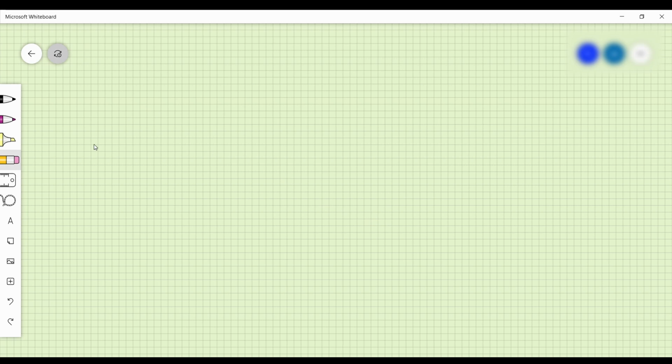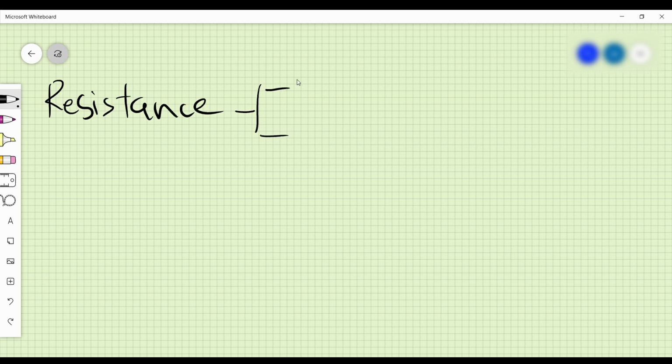Discuss the resistance calculation. So we just start with resistance. There are basically two arrangements: one is series, another is parallel. Now let's have a look at both of them.